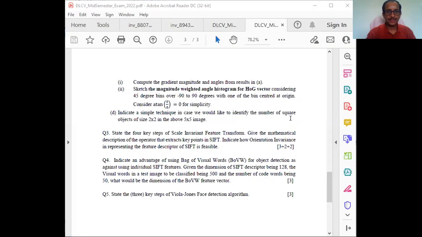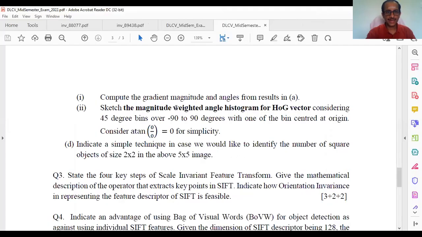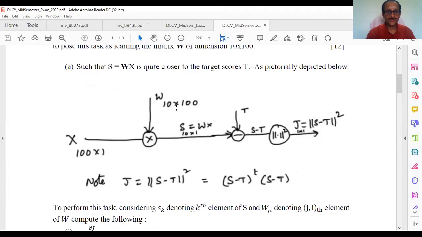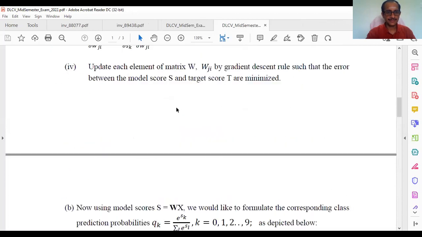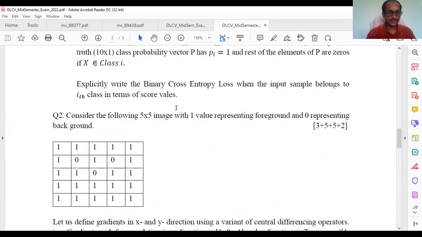I'm sharing the paper here just to bring the discussion. So the first problem I will discuss at the end. Okay, second question.